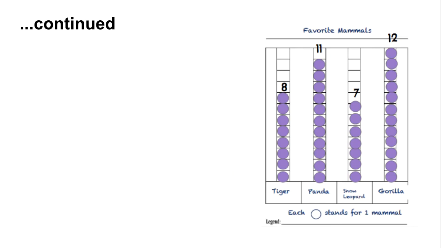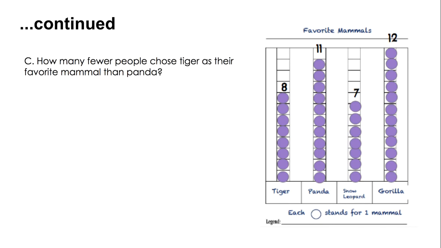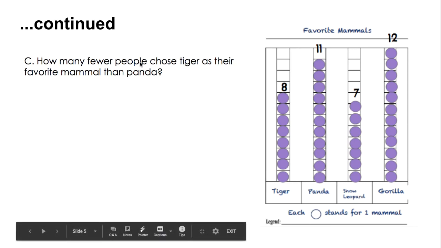Last question. Can't believe we're here already. How many fewer people chose tiger as their favorite mammal than panda? Let's break this one down. Fewer, we know, means what? More or less. I want you to think, is fewer more or less? If you said less, you're on it. So how many less people chose tiger than chose panda?